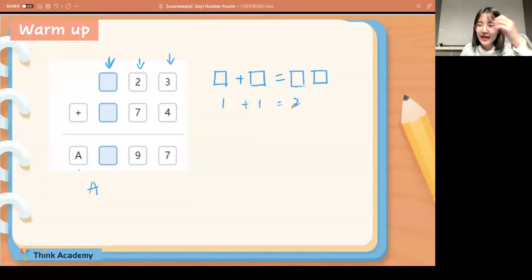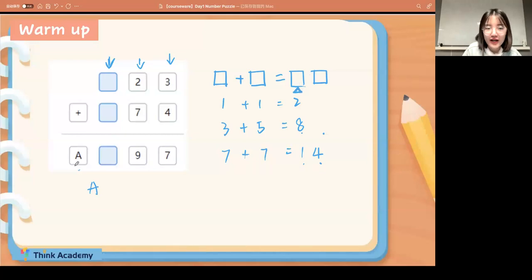No, we do not have a 2-digit number. Maybe we can try 3 plus 5, but it's still too small. It will be 8. It's not a 2-digit number. So maybe we can try a larger number, like 7, 7. It will be 14. Wow, for now we have a 2-digit number. Then for A, it will be 1, right?